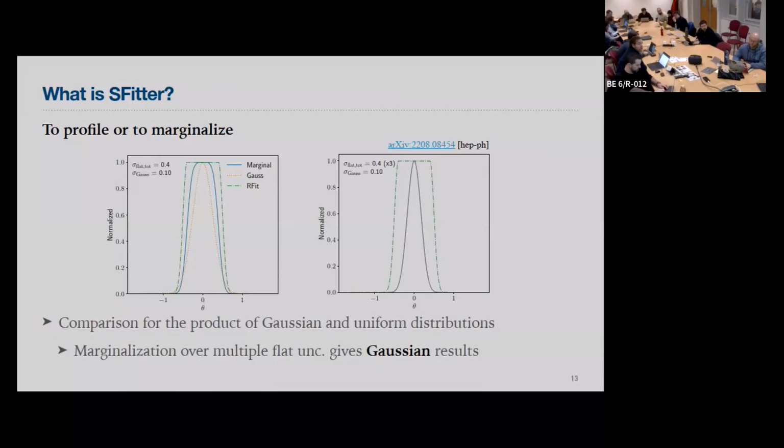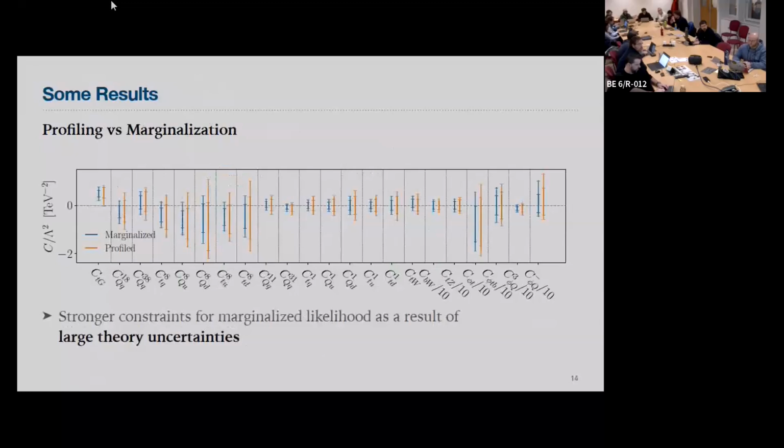So to show some results from one of our actual fits. For now here, just the 68%, 95% constraints on the different Wilson coefficients I showed you at the beginning. In orange, you have the constraints from the profiled result, and in blue, the constraints from the marginalized results. Already just by looking at all of these constraints, one can see that the constraints coming from the marginalized results are tighter than those from the profiling.